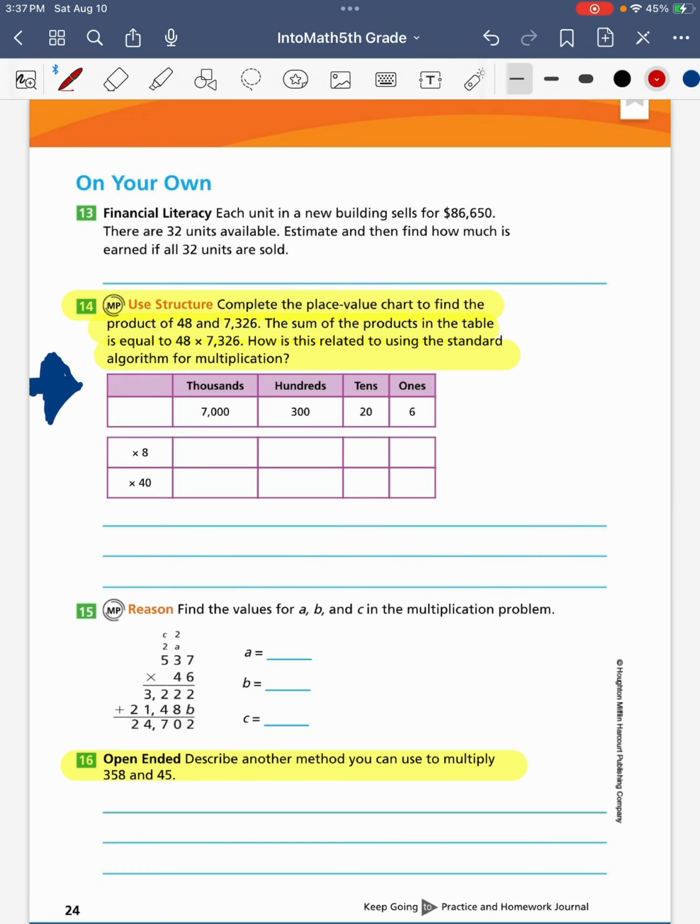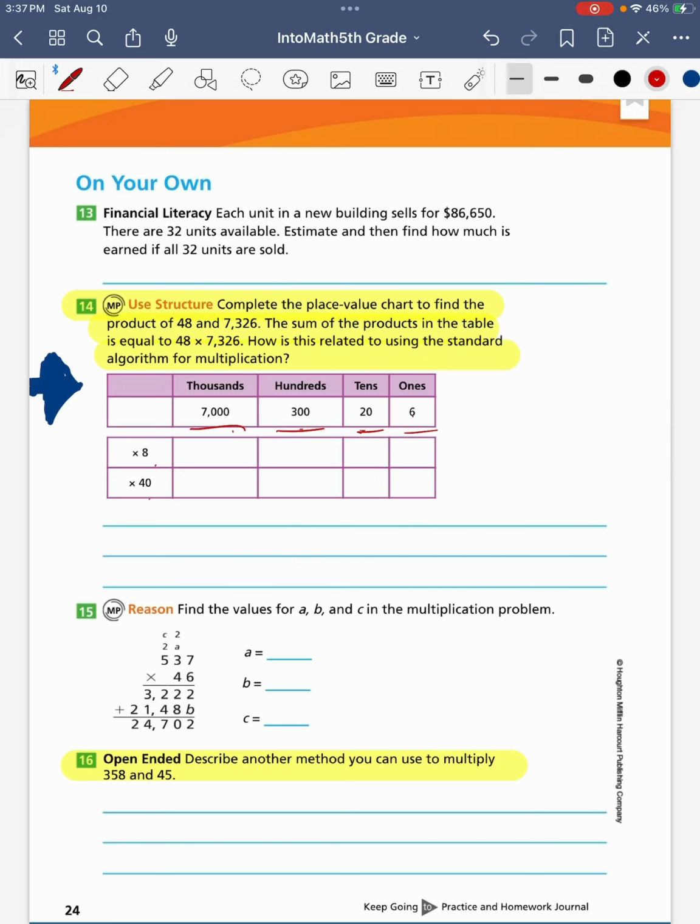All right, to wrap this on up, we've got page 24, questions 14 and 24. For number 14, we're going to complete the place value chart to find the product of 48 and 7,326. The sum of the products in the table is equal to 48 times 7,326. In this table, we have broken up 7,326 into its ones, tens, hundreds, and thousands. We're multiplying it times 8 and then times 40 to represent 48.